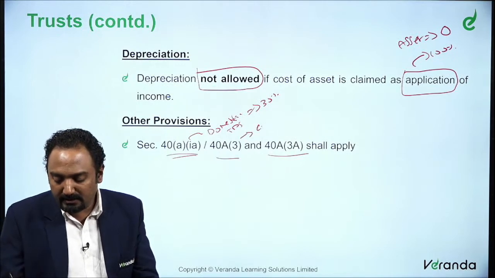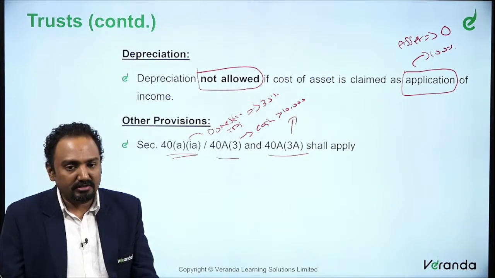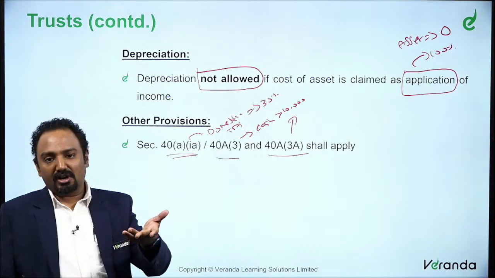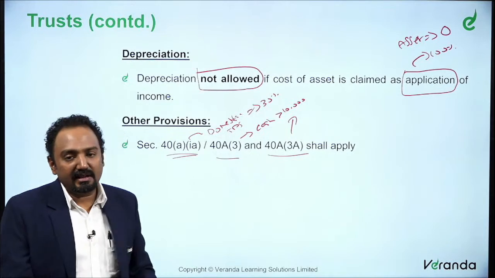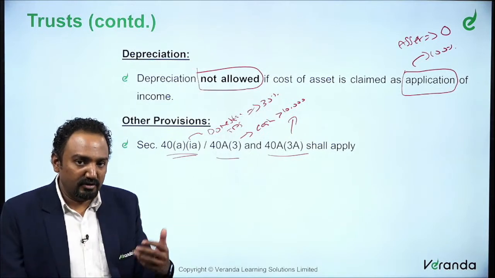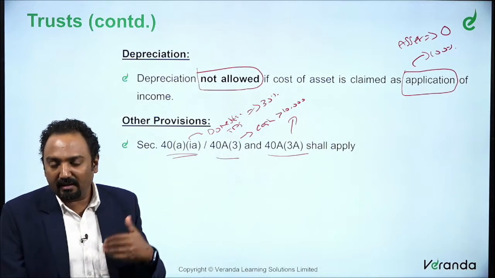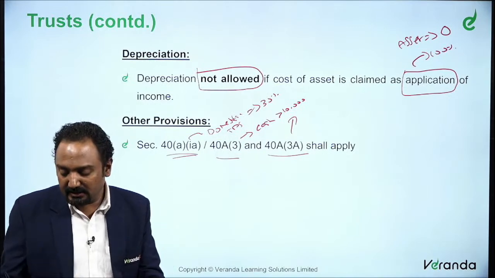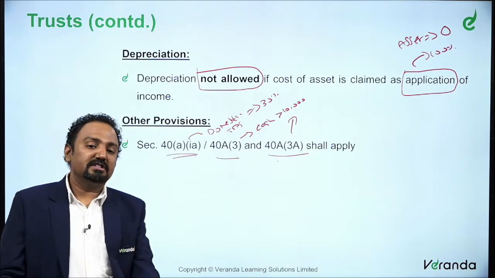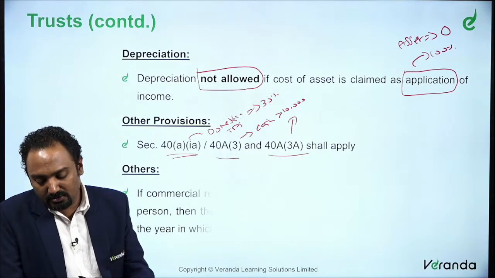And 40A3 is cash payments greater than 10,000, which is not allowed. It is the same concept, but earlier it was accounted as payable, and now I am paying. So it is not the current year's P&L, it is an earlier year's P&L, where it was accounted as a payable. Now I am actually paying, but I am paying it in cash. So that is also considered a disallowance. So these are the three provisions which are also applicable to these section 10 clause 23C units.